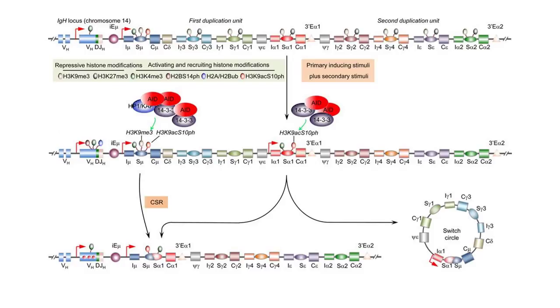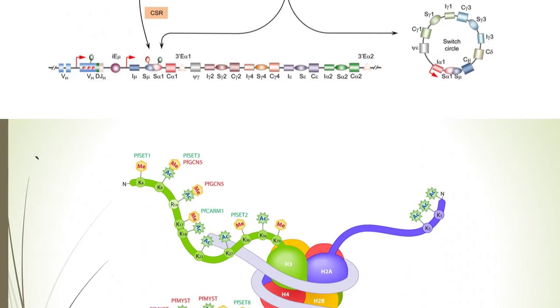Primary signals from T cells and antigens couple with secondary signaling molecules such as interleukins, transforming growth factors, and interferons to induce class switching to IgG, IgA, or IgE by activating histone modifications at the corresponding switch or S region. Modified histones, together with DNA transcription, open the chromatin in S regions, thereby allowing for access of CSR factors like AID.